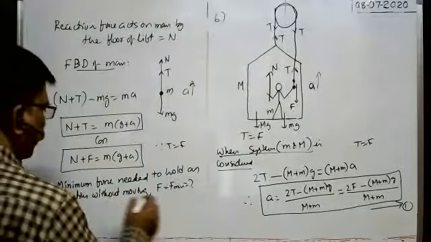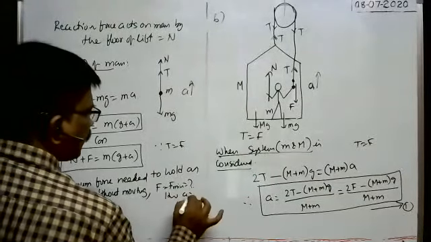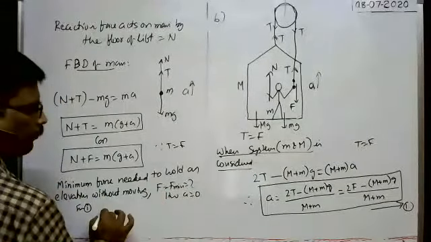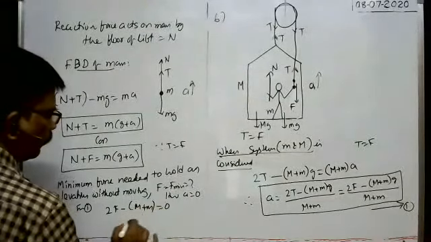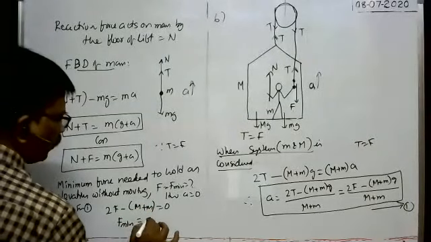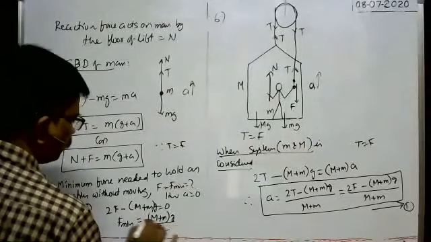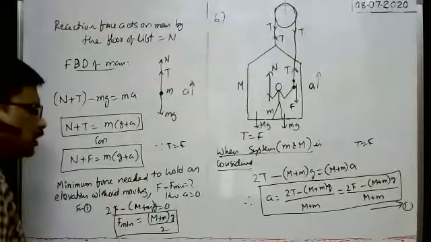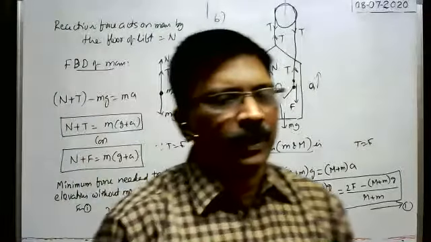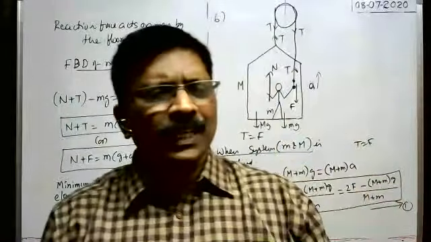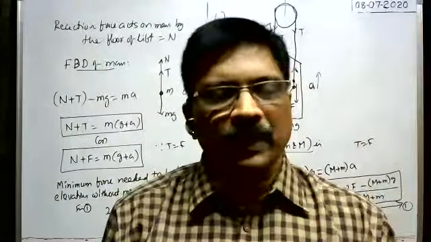When acceleration a becomes 0, then 2F minus (M plus m)g is equal to 0, no? Or F minimum is equal to (M plus m)g by 2. This is the minimum force required to hold the elevator without moving upwards or downwards. This is a very, very important point. This is about the lift. The same case is applicable in the case of a monkey climbing along a hanging rope.